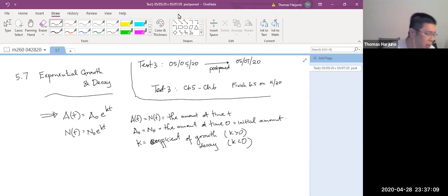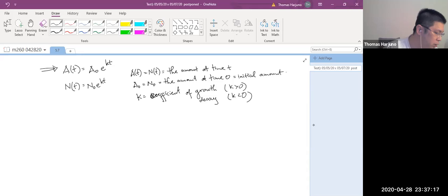Now that's basically the foundation, the start. Okay, now let's do some problems right away. I pick questions from the book. Let's say, for example, we do number 2 first. Number 2, I hope you have your textbook with you, page 405.